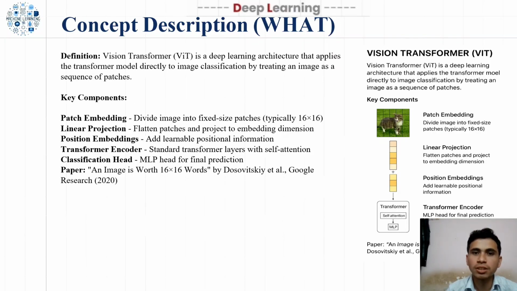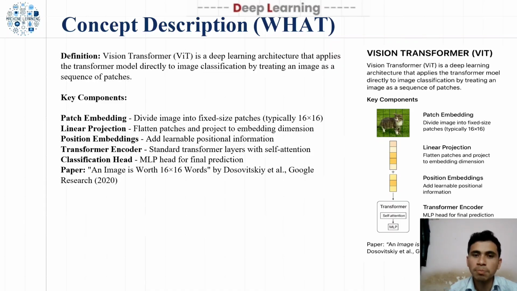Now let's understand what exactly the vision transformer is. The vision transformer, commonly abbreviated as ViT, is a deep learning architecture that applies the transformer model directly to image classification. The key innovation is treating an image as a sequence of patches, similar to how transformers treat text as a sequence of words. The architecture consists of five main components.